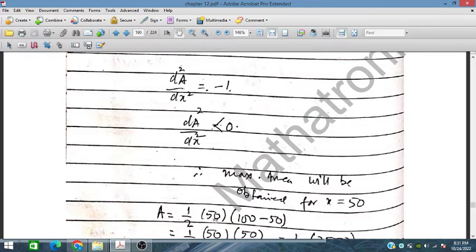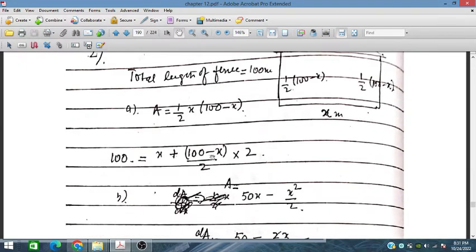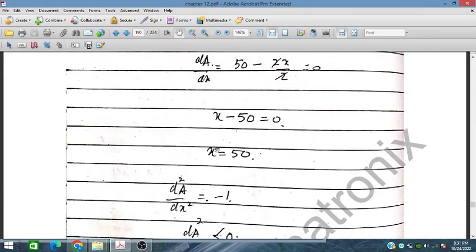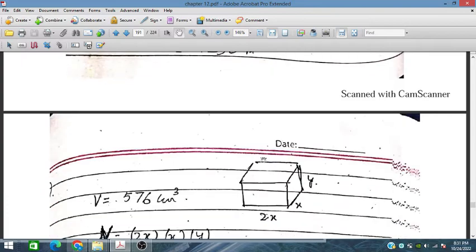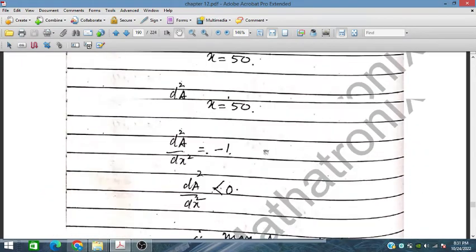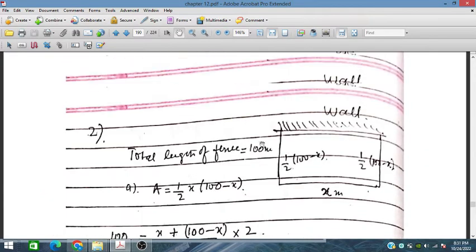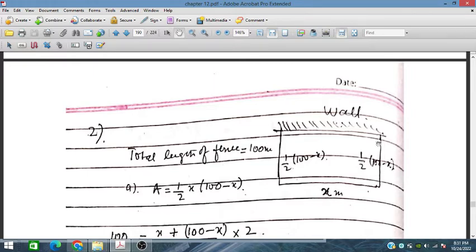The maximum area will be obtained for x equal to 50. So the area is equal to, placing x equal to 50 here, 50 times (100 minus 50), which is 50. So this is 1250 meter square, the maximum area. This is a very practical problem, and this kind of problem may be solved in real life.